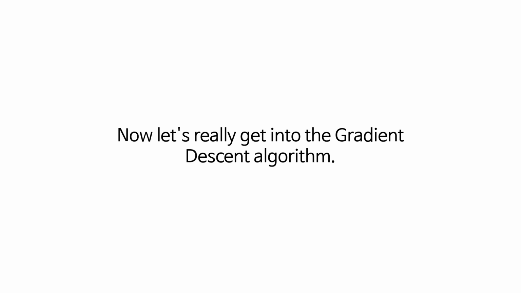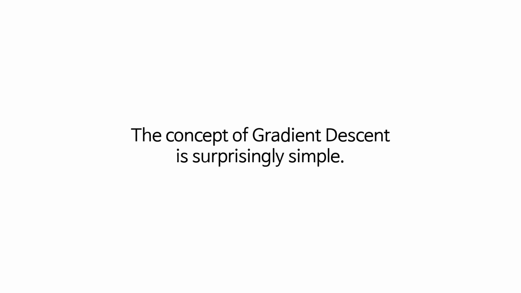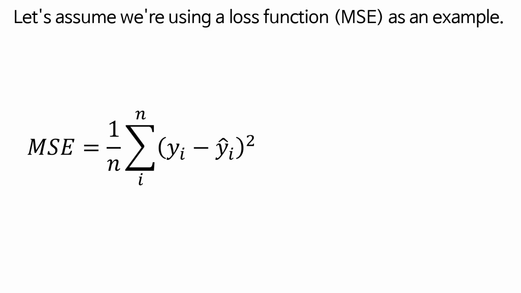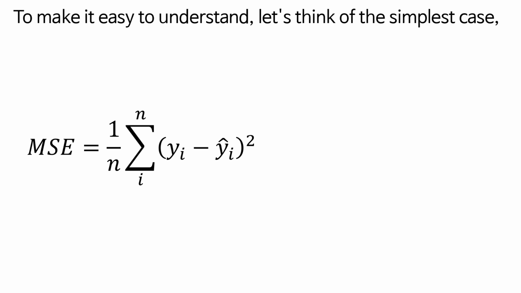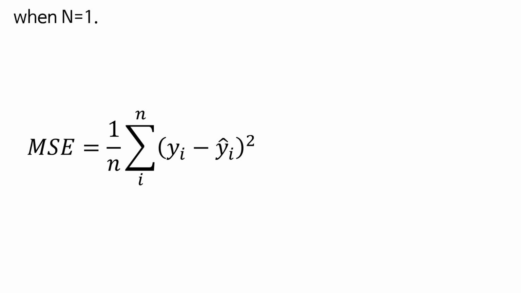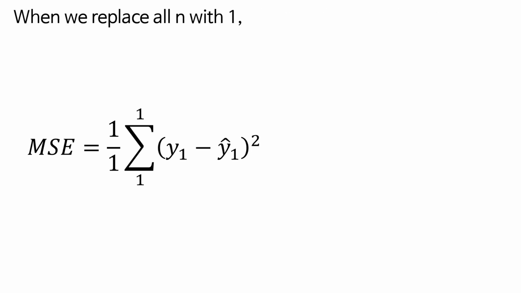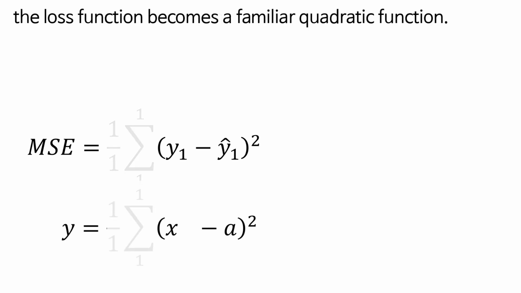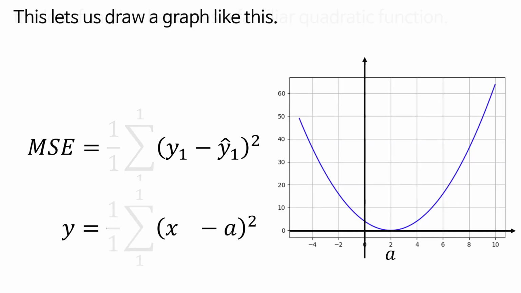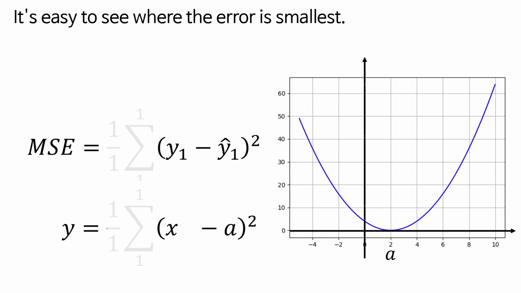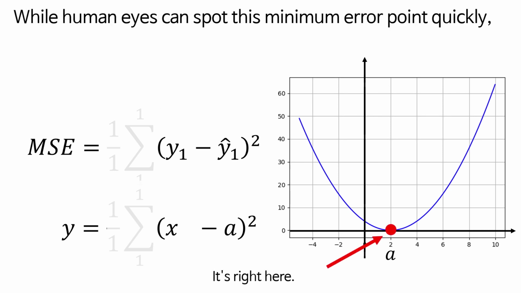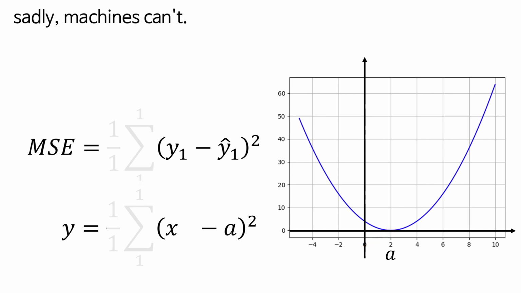Chapter 3, Gradient Descent. Now let's really get into the gradient descent algorithm. The concept of gradient descent is surprisingly simple. Let's assume we're using a loss function, MSE, as an example. To make it easy to understand, let's think of the simplest case. When n equals 1. When we replace all n with 1, the loss function becomes a familiar quadratic function. This lets us draw a graph like this. It's easy to see where the error is smallest. It's right here. While human eyes can spot this minimum error point quickly, sadly, machines can't.